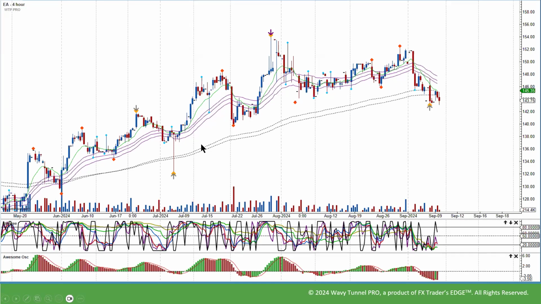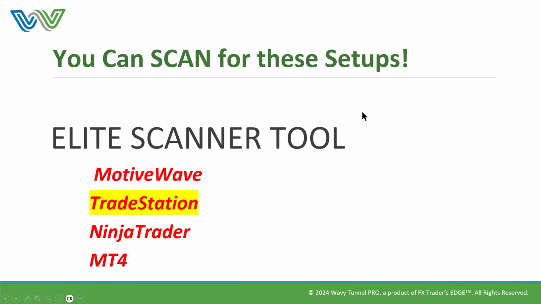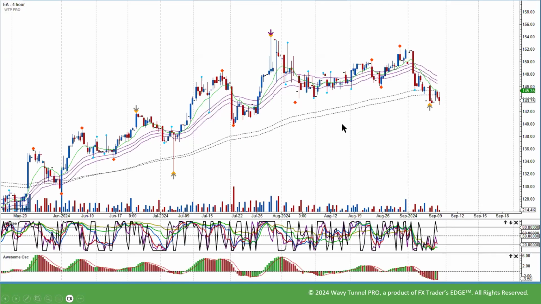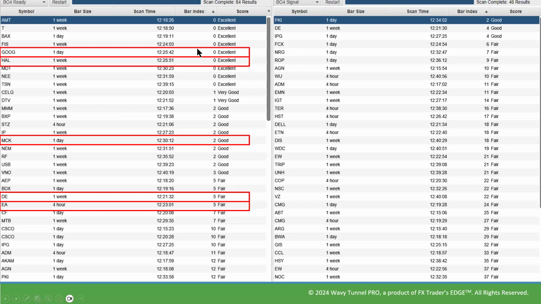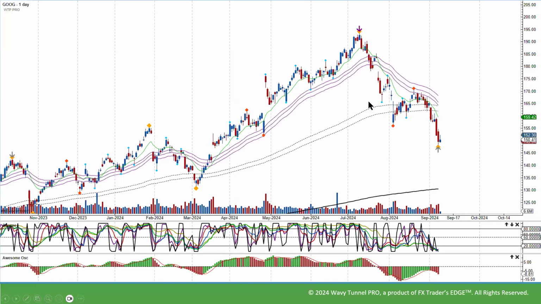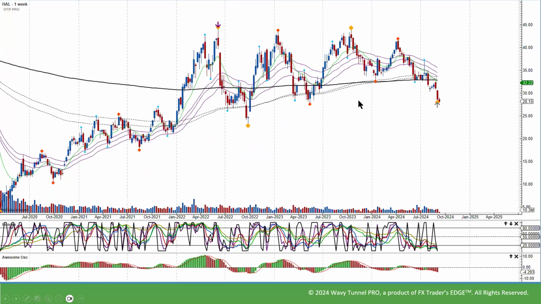But I hope that you see the pattern. So does everybody see the pattern that we're talking about? It's a beautiful pattern to understand. So that's Motive Wave, the Motive Wave scanner. And on Motive Wave, you can also scan for the purple arrows and the gray arrows. And there are a few other things that you can scan for as well. Okay.